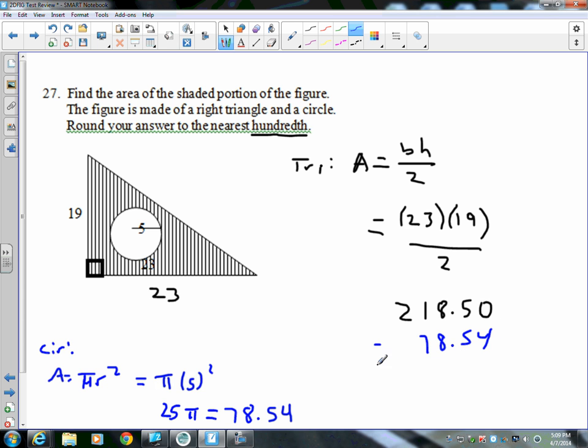So we're going to subtract them now. 218.50 minus 78.54 gives us 139.96.